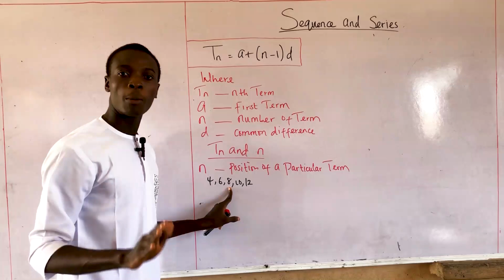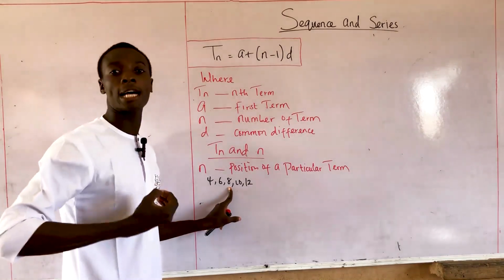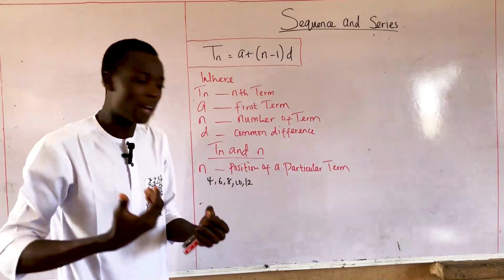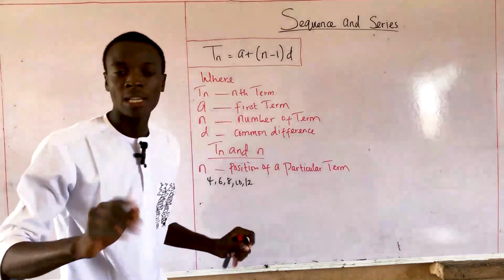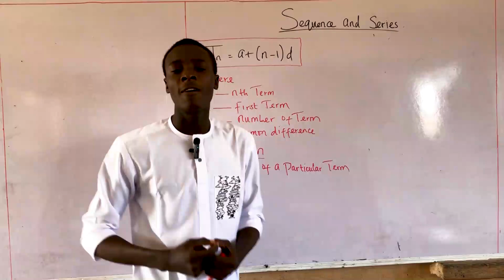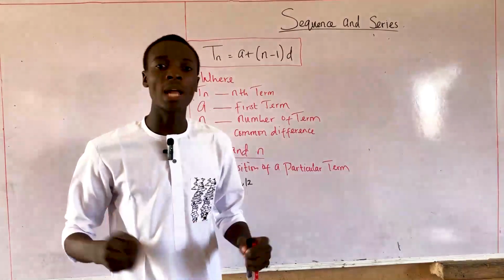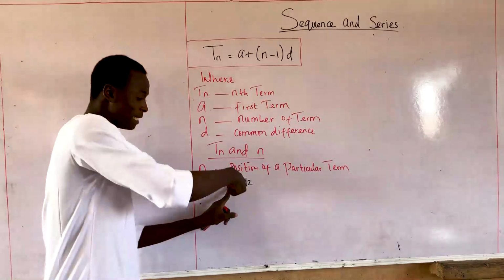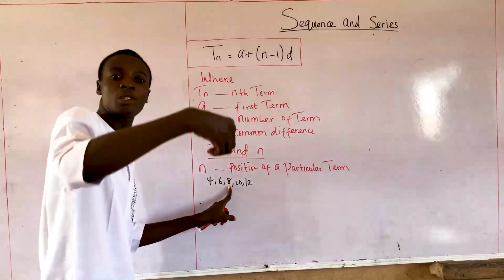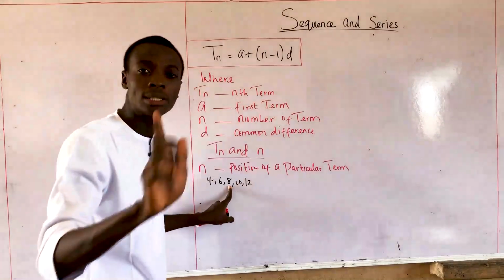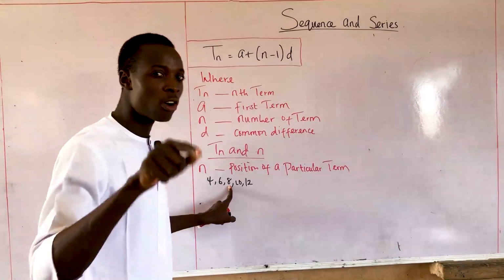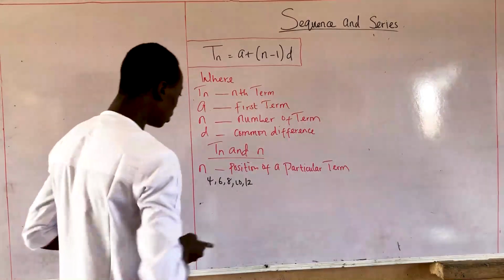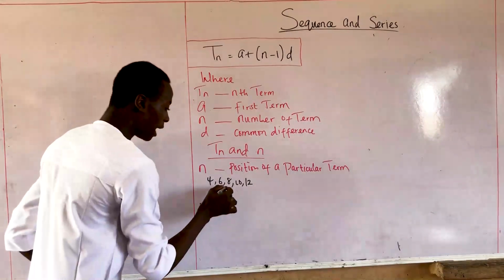Right? But most of the time, we are not usually asked to find the position of a particular term. Rather, we are asked to find the term in that position. That is why the question will usually come like this: find the third term of a particular sequence. We are asked to find the term in that position, but we were given the position. You understand?